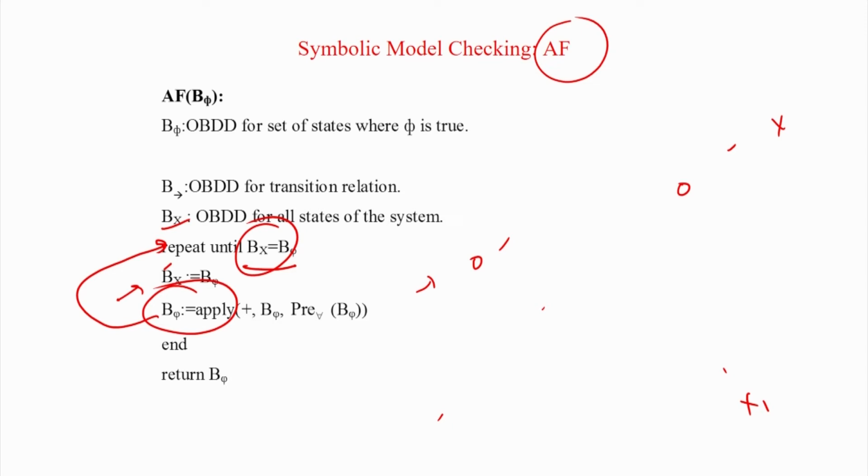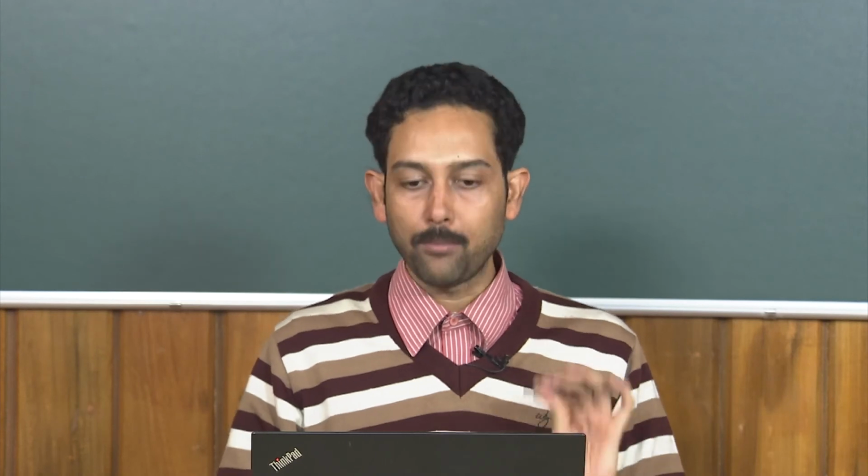So, what have we seen? We have seen one very important formula for model checking, that is AF, and how it can be handled symbolically. We have given the algorithm, and then we have explicitly analyzed it using a very simple example of how it can be done symbolically. So till now we have learned about EX and AF.